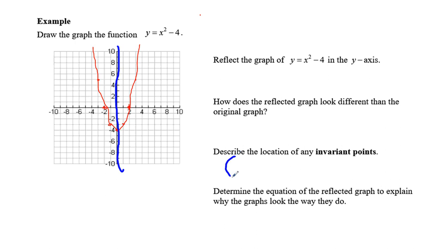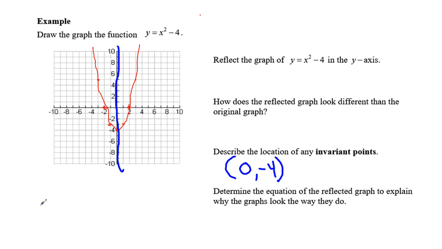And I believe that it is going to be 0, negative 4. Now, why is this the invariant point? When you reflect over the y-axis, your x's get negatives. Well, negative 6 becomes positive 6. Positive 9 becomes negative 9. What happens to a 0 when you put a negative on it? Nothing.